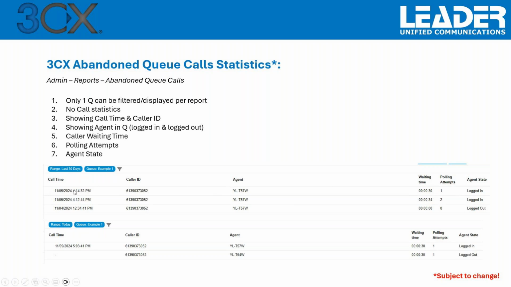I then made a different configuration where I sent the call after 30 seconds to the destination no answer, which would be the overflow queue. So in the top line there, we see 30 seconds waiting time, 1 polling attempt. The agent was logged in, but the call was then sent to destination no answer. Of course, that's such a short time. That was just to be able to show what happens in the call flow, as we saw before.